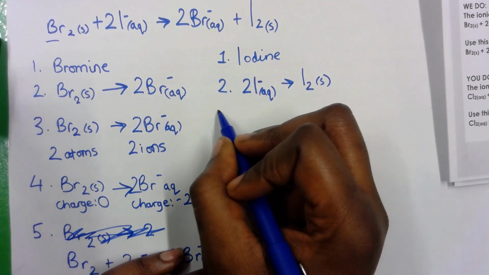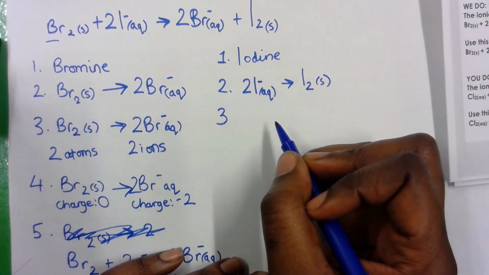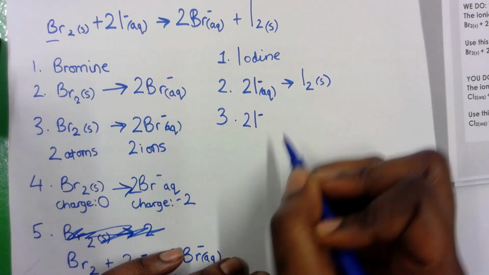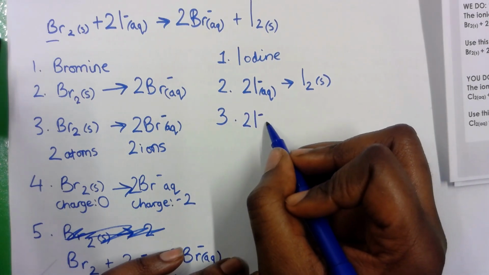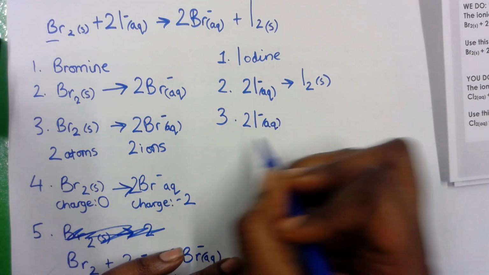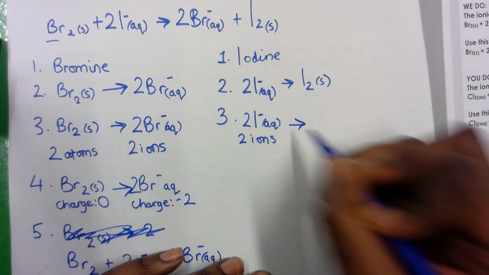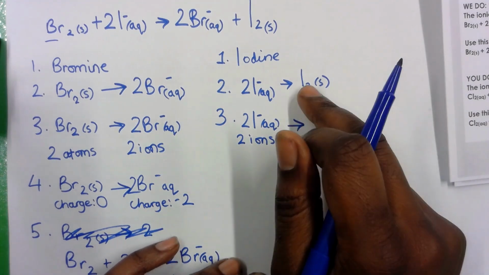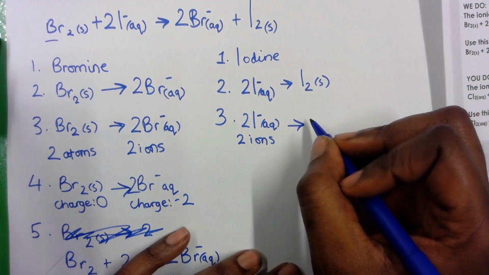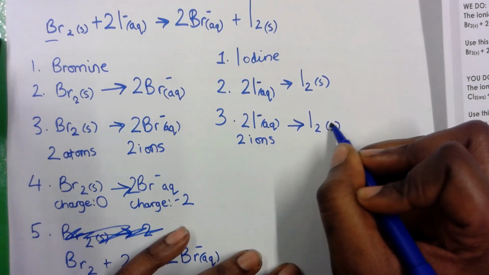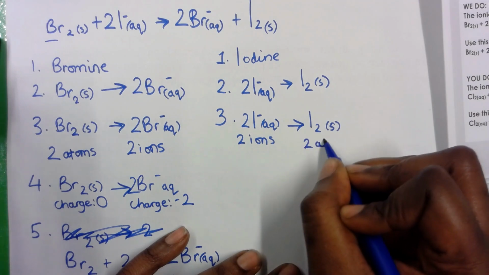Right, step 3, we need to balance the atoms and the ions. So we've got 2 iodide ions, so here we can say we have 2 ions, and we have 2 iodine atoms. Remember, it's a diatomic, so that's why in this instance it's 2. So we've got 2 atoms here.